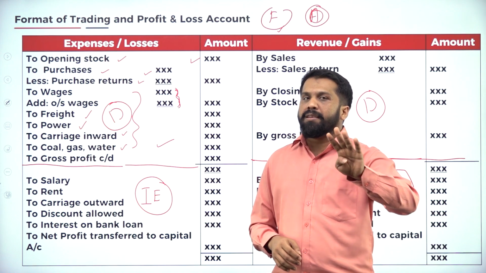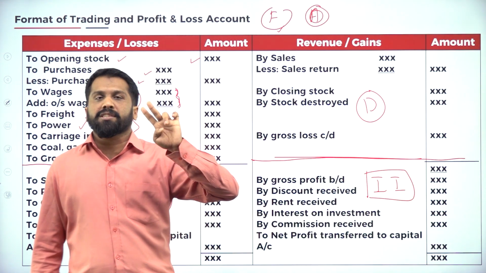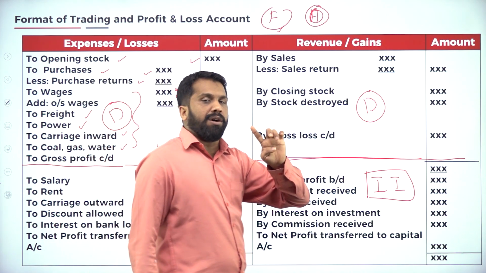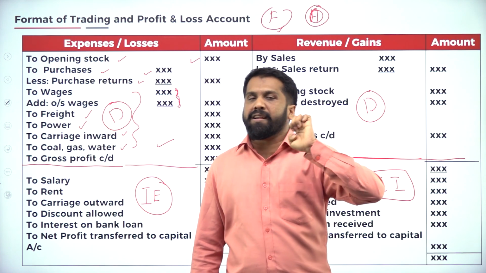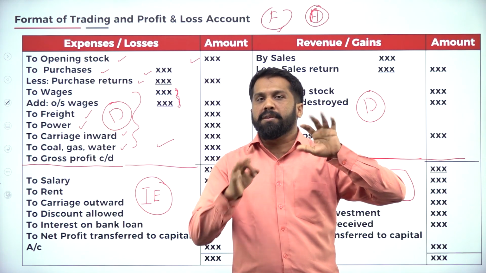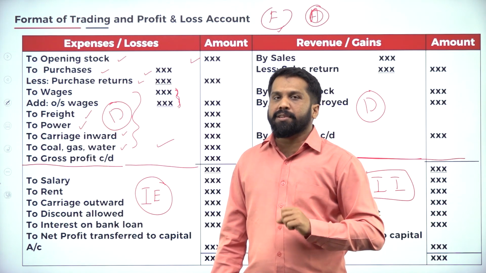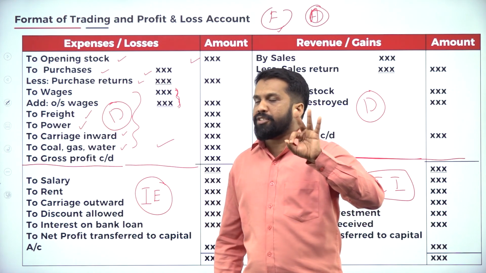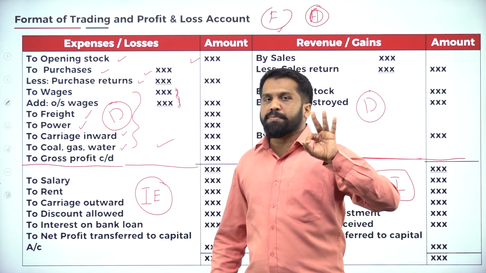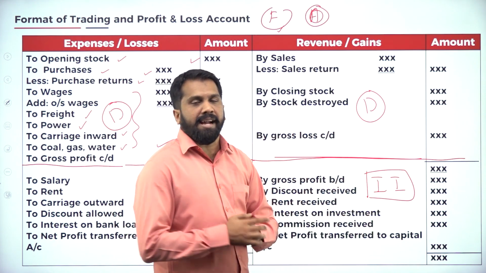Can you repeat? Yes. Opening stock plus purchases minus purchase return, wages, add outstanding wages, carriage inward, your freight and coal, gas, power. Your trading debit side is over. In the examination, everything they will not ask you. Out of this, opening, purchases, wages are a must and the rest of the things as per the question. Now, what will come under the credit side? Credit side is actually easy.